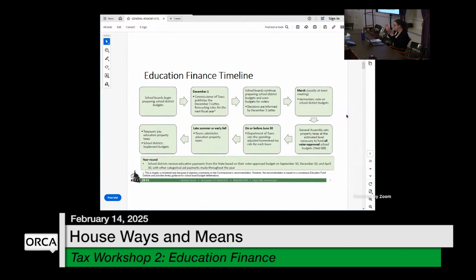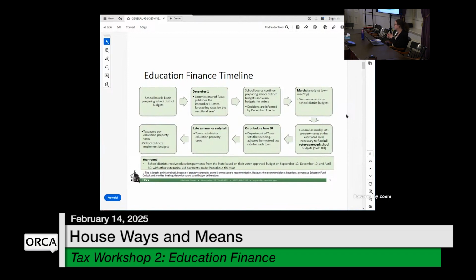And then the General Assembly is continuing throughout the session, and the General Assembly passes the yield bill, which essentially sets property taxes at the level estimated that's needed to fully fund the education fund, fully fund all of the voter-approved budgets and any other choices or policy decisions the legislature has made. The Department of Taxes then sets those spending-adjusted property tax rates based off of what was passed in the yield bill. That happens on or before June 30th.